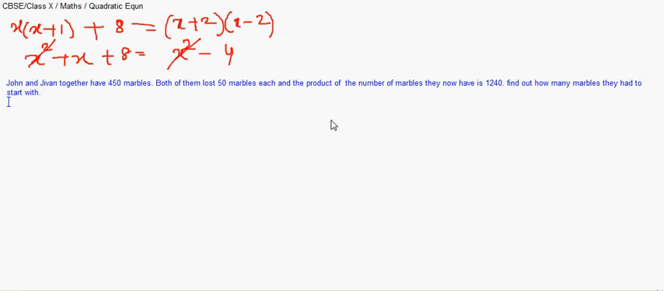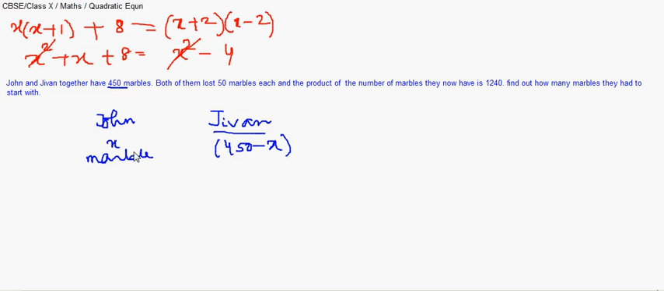So what do we do? We have two persons, one is John and other is Jeevan. They both have 450. So if we assume John has x number of marbles, Jeevan will then have 450 minus x number of marbles. This is if we assume John has x marbles, Jeevan will have 450 minus x. Now it says both of them have lost 50 marbles. That means John is losing 50 here.